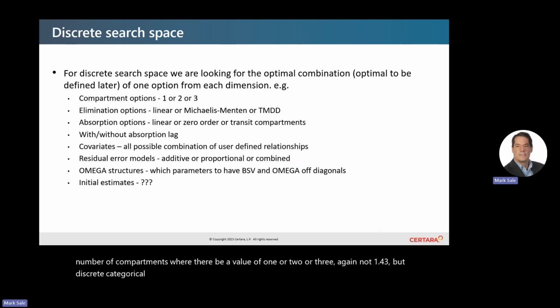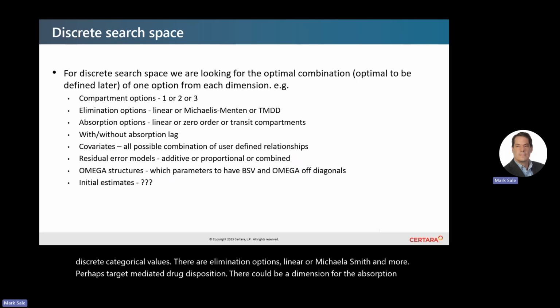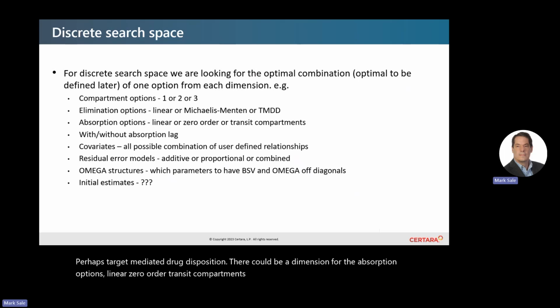There are elimination options, linear or Michaelis-Menten, or perhaps target-mediated drug disposition. There could be a dimension for the absorption options: linear, zero-order, transit compartments with or without lag time. And then the covariates, all the possible combinations of interest, defining relationships between covariates and parameters. Residual error models: additive, proportional, combined. And the omega structure: which parameters have between subject variability, as well as the off-diagonal elements of the omega matrix.